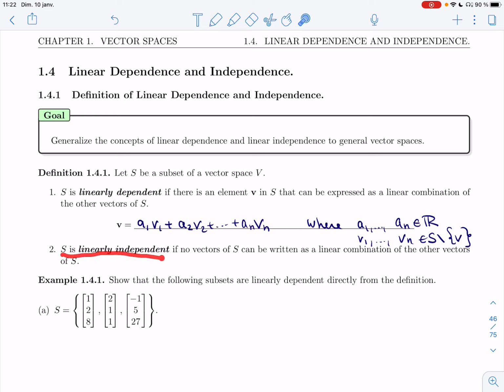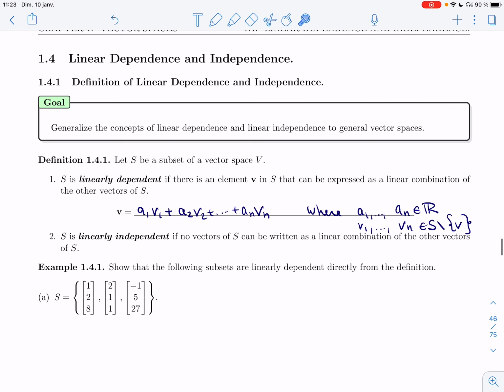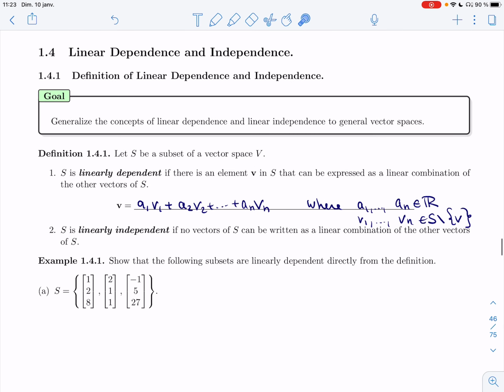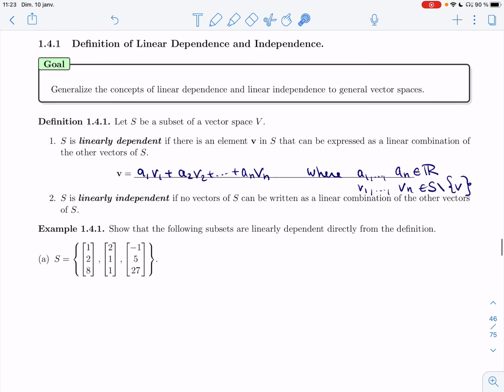S is linearly independent if the opposite holds, so if no vectors of S can be written as a linear combination of the other vectors of S. This definition works as is for infinite sets, which is why I like it, but we will prove for finite sets that it's equivalent to what we used in Linear 1. All right, so let's try an example.